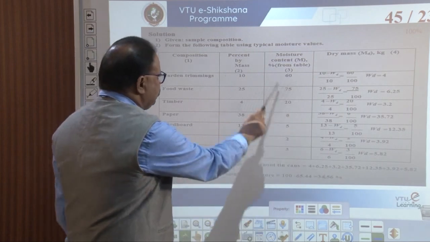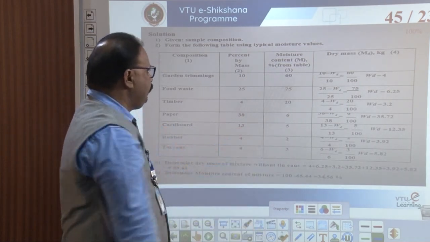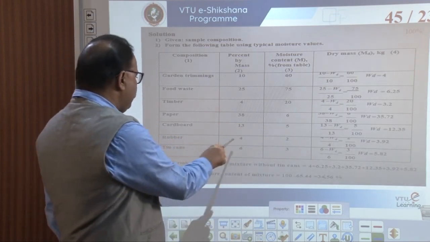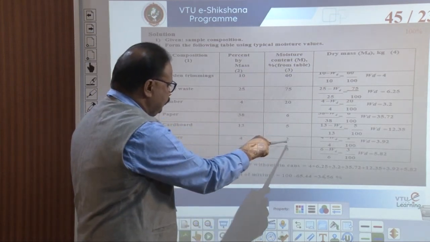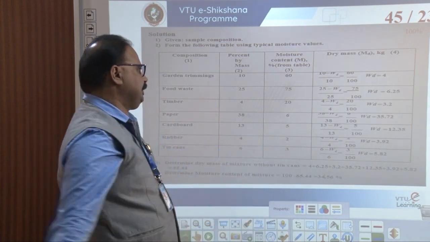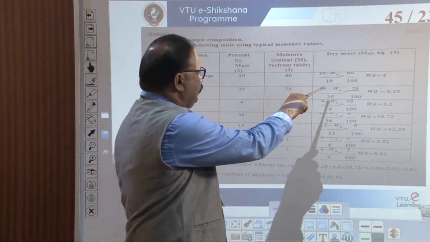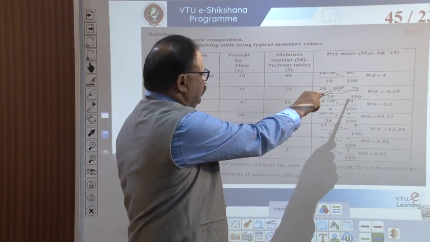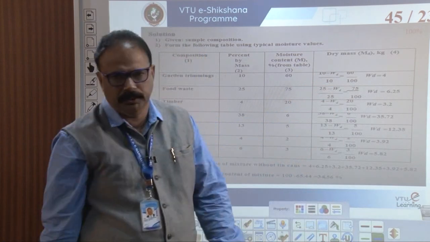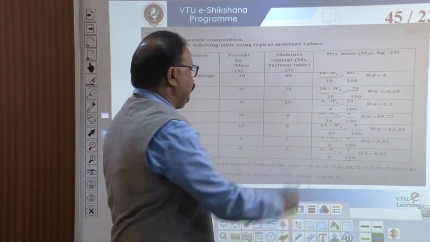And this one, 6% moisture content. Cardboard 13.5% moisture content, rubber 4, moisture content is 2, tin can 6, and this is 3. Now, dry mass is equal to (10 minus WD) divided by 10 is 60 by 100, so WD is equal to 4. First one, dry mass for the garden trimming.